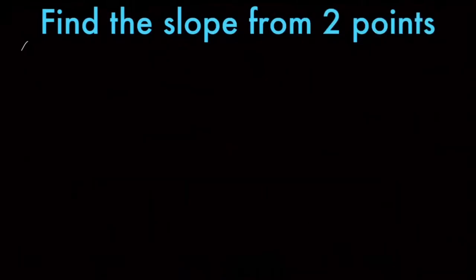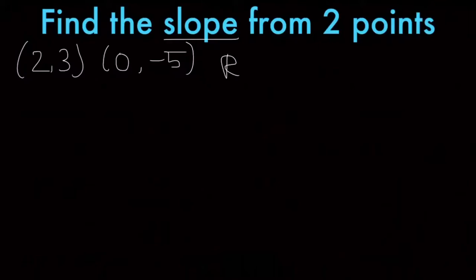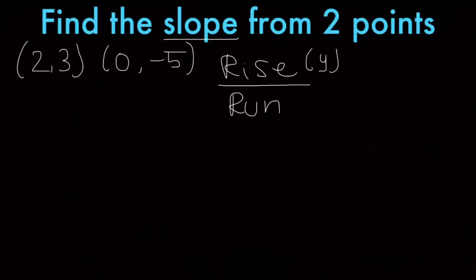A very common question on this lesson, linear equations, and especially on the SAT for linear equations, is to find the slope from 2 points, where they give you 2 points on a linear equation, let's say (2, 3) and (0, -5). And they ask you to find the slope from these 2 points. From our information on the slope, we know that the slope is the rise over run. So we need to find the rise over run. Rise is on the y, and the run is on the x, correct?